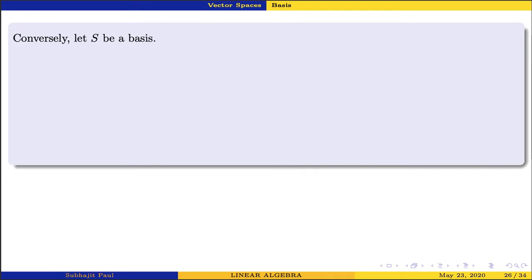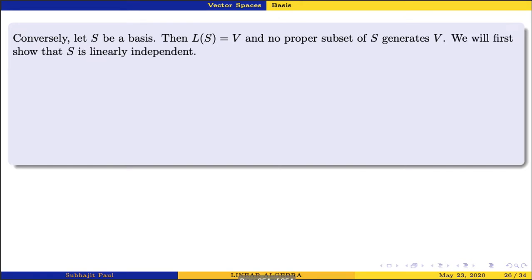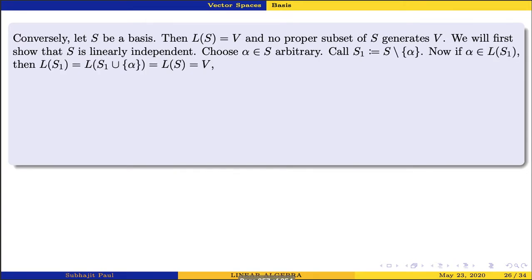Conversely, let S be a basis. Then L(S) equals V, and no proper subset of S generates V. That is our definition of basis. Remember, we will first show that S is linearly independent. Choose alpha arbitrary from S. Call S1 as S minus alpha.